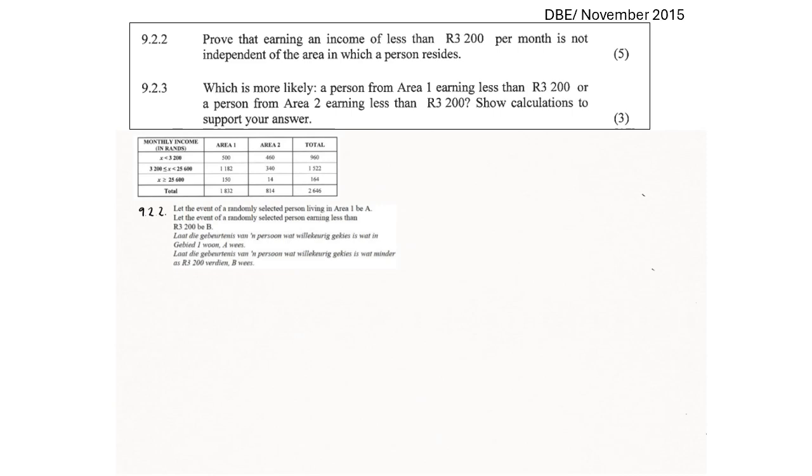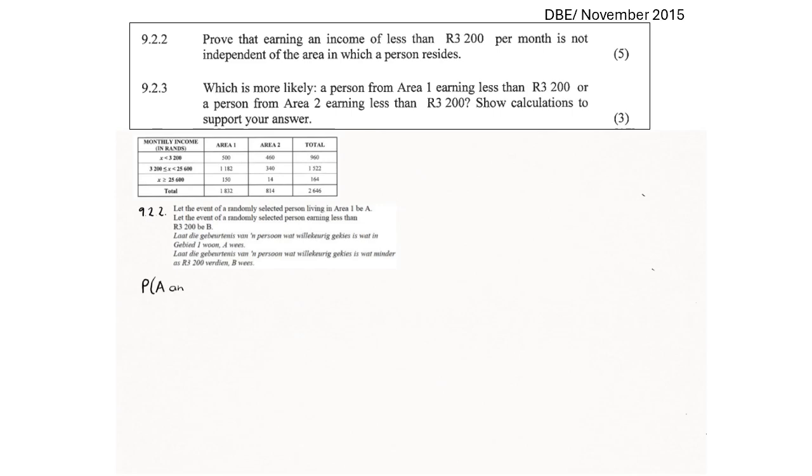And if these two events are independent, then the probability of A and B will be equal to the probability of A multiplied by the probability of B. But we have to show that this is not independent, or dependent, and we do that by showing that the probability of A and B is not equal to the probability of A multiplied by the probability of B. Now let's first of all go and determine the probability of A and B.